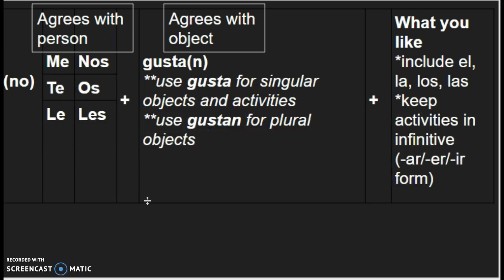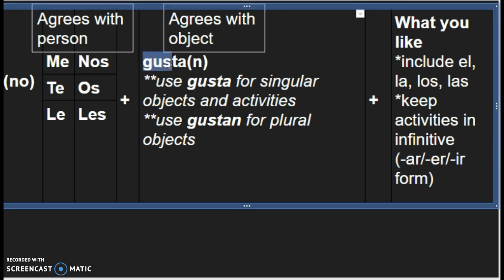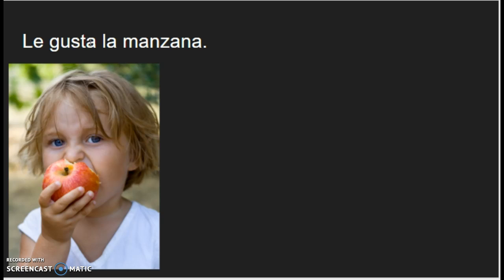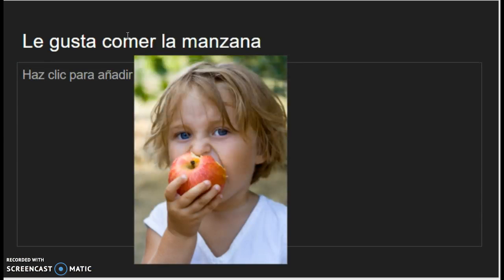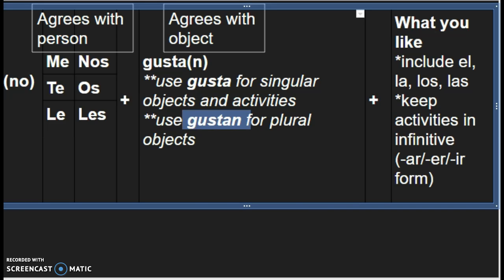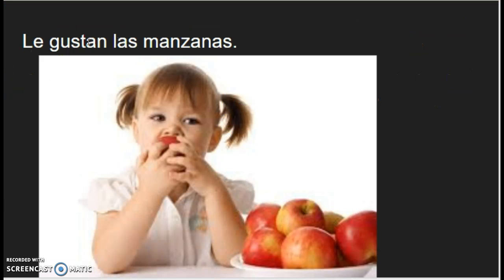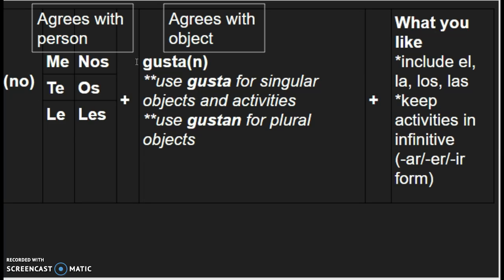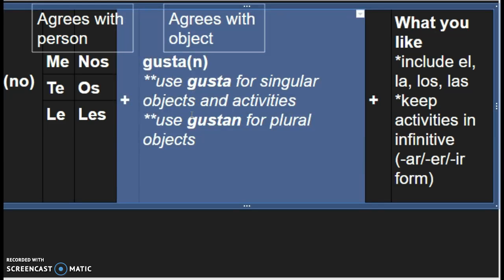So how our formula is changing today is really just the gusta part. So instead of gusta, we will sometimes have gustan. You keep just gusta when it's a singular object or the activity. So like when I had just one apple, it's gusta, singular object. The activity, comer la manzana, it's just gusta, as it's an activity. However, I use gustan when it's plural objects. So like here, le gustan las manzanas are plural objects. So right here, this part is what you'll definitely need to note.